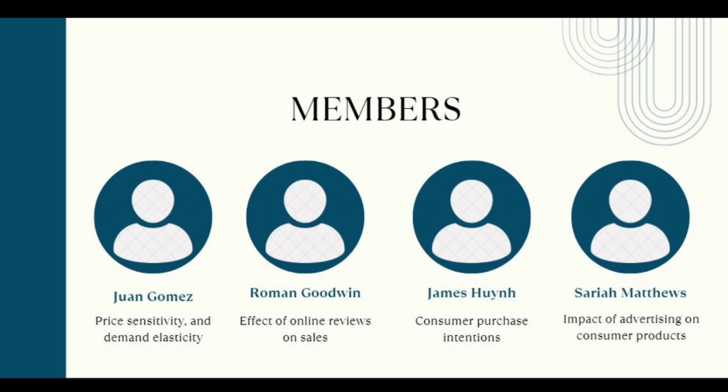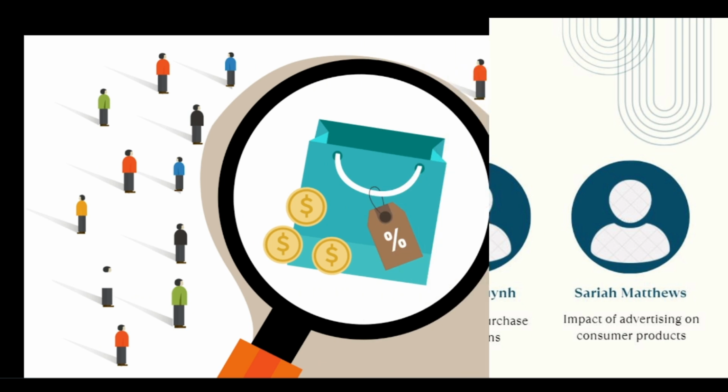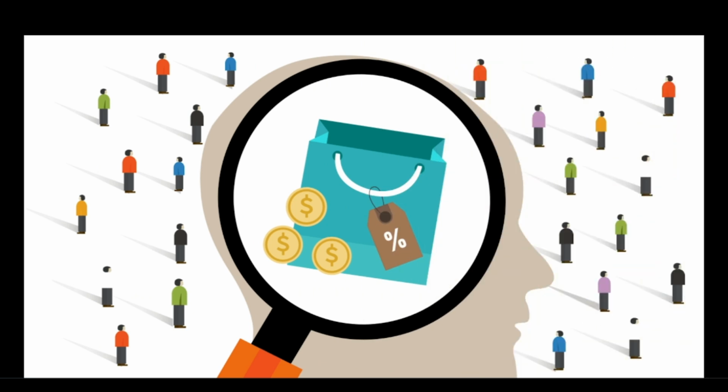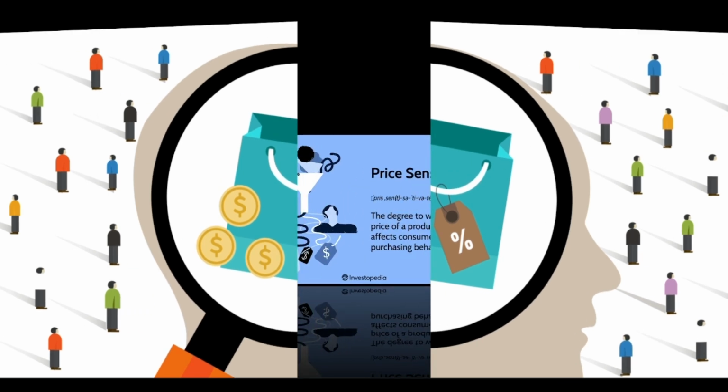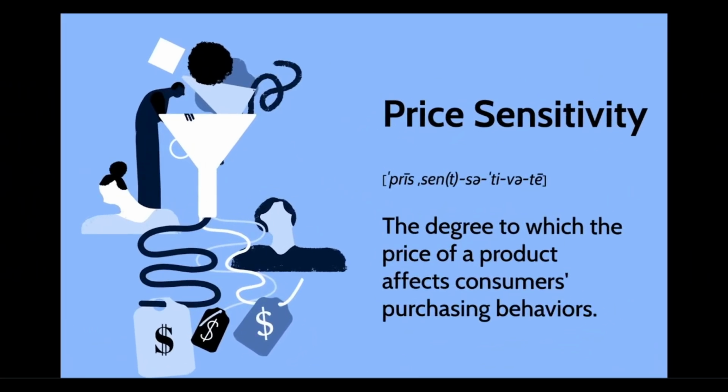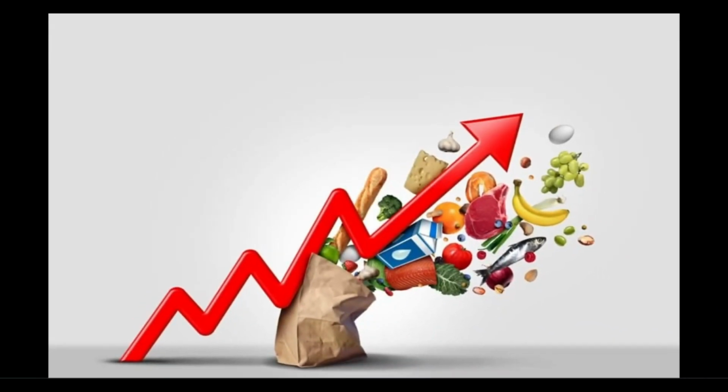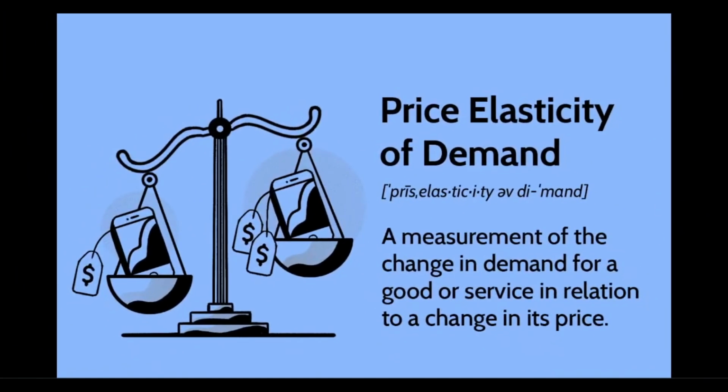So to start this project, I'm going to start talking about price sensitivity and demand elasticity. We can define consumer behavior as the study of how people make different purchasing decisions. Now, price sensitivity is how much consumers react depending on the price change, so if the price goes up or if the price goes down. Higher sensitivity means they're more likely to change their buying habits when prices shift. And lastly, demand elasticity measures how much the demand changes depending on price changes.